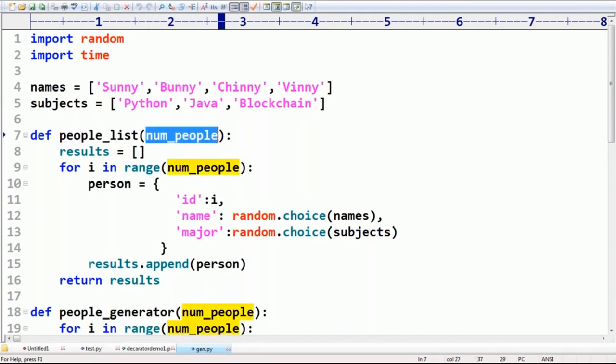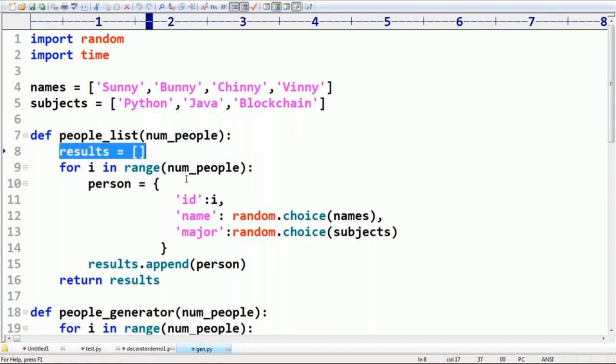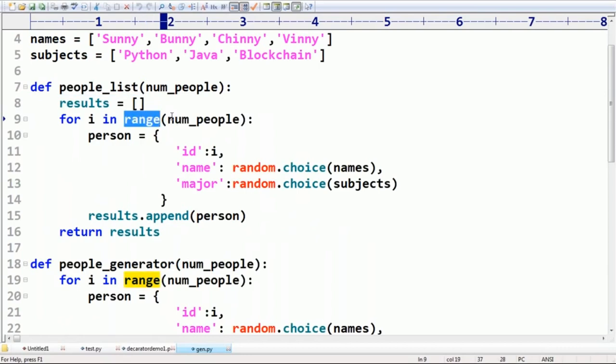It is always going to take an argument, number of people. How many people, like this, right? For results is equal to like this. Sir, anyone, can you please tell what is this one? Please respond. List. I created an empty list. For i in range of number of people, person is equal to curly brace open. ID value is nothing but i. Name here, can you please choose some random name from names.